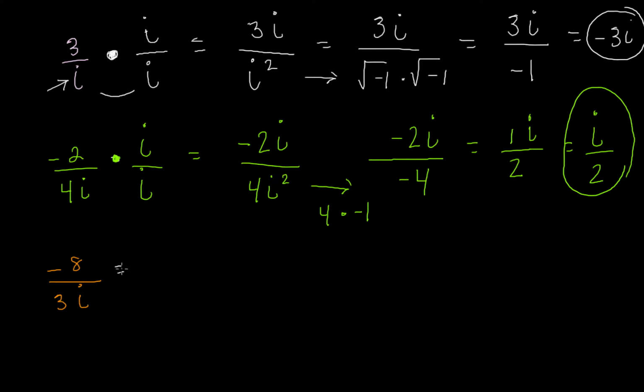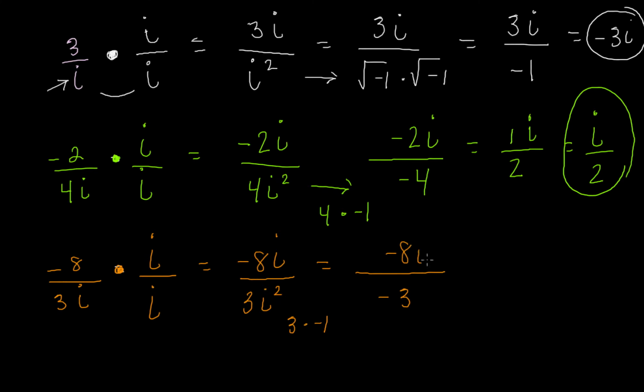The last one, we have -8 divided by 3I. Let's go ahead and multiply by I divided by I. We have -8I divided by 3I squared. Well, 3I squared is the same thing as 3 times -1. So that's a -3 in the bottom and -8I on the top. Negative divided by a negative is a positive. So we have 8I divided by 3. And that's it.